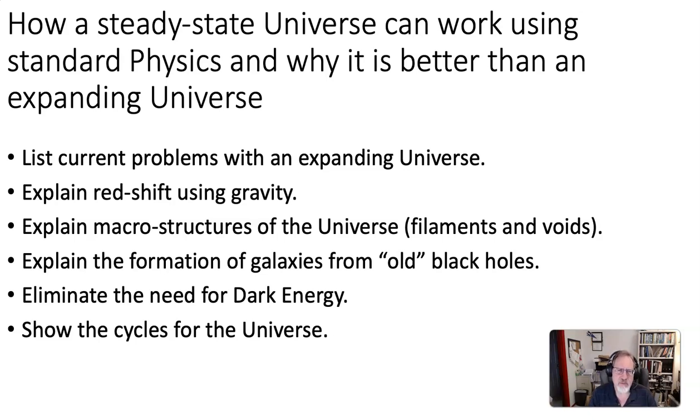So I'll list current problems with the expanding universe and Big Bang, explain redshift using gravity instead of the Doppler effect that we have with the Big Bang, explain microstructures, or macrostructures, I should say, of the universe, explain the formation of galaxies from old black holes, eliminate the need for dark energy, and show that there are cycles to our universe. There are, like I hinted at before, old universes, and the remnants of that are all around us.